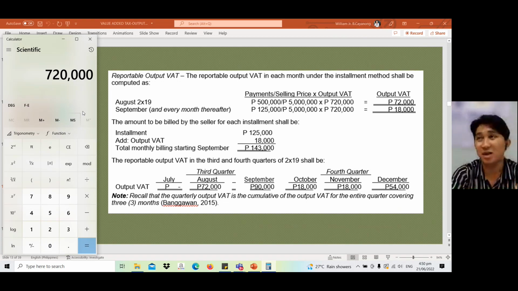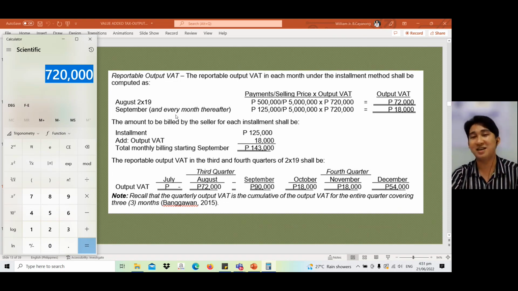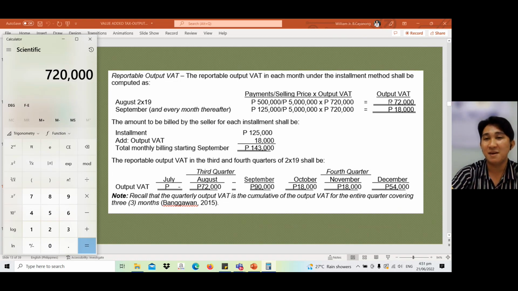So, paano ba ipo-prorate? During August, meron po siyang 500 down payment. During September onwards, until December, may 125. I-divide lang natin siya sa selling price and then i-multiply natin kung magkano yung pwedeng i-report sa 720 during that month. So, eto po, meron po tayong formula, 500, the down payment over the selling price times 720. So therefore, on the month of August, ang i-report lang nating output VAT will be 72,000 pesos. On September, and every month thereafter hanggang December, okay, 125 divided by 5 million, that's the selling price, times 720, ang babayaran lang natin from September onwards is 18,000 pesos. For the VAT, ha? Okay.